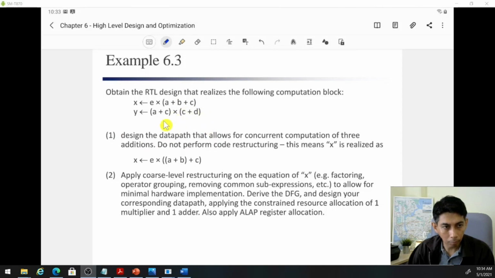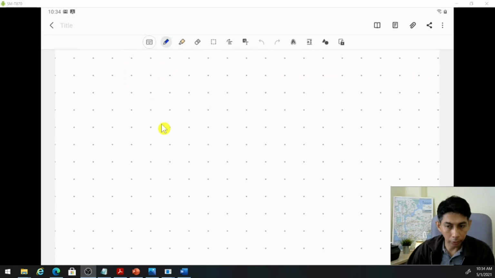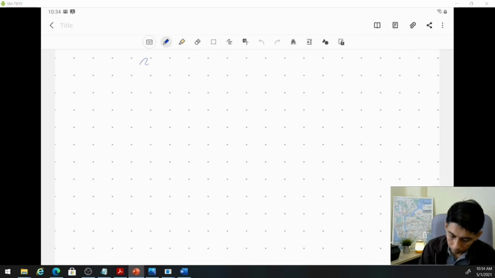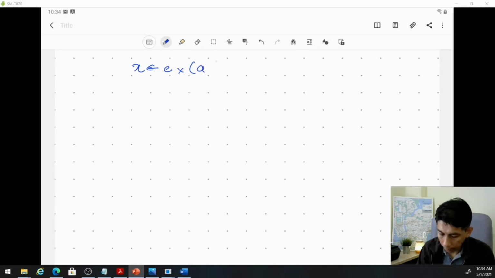So try to do this. Okay, so let's do the first one. We have two equations, where the first one is x is assigned by e multiplied by (a plus b plus c), and we have y is (a plus c) multiplied by (c plus d).